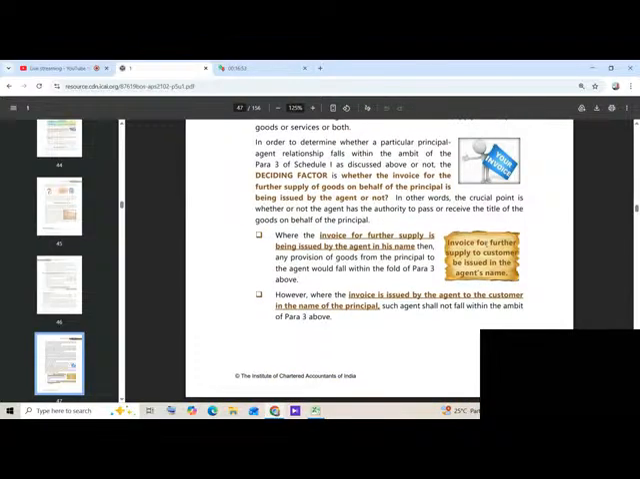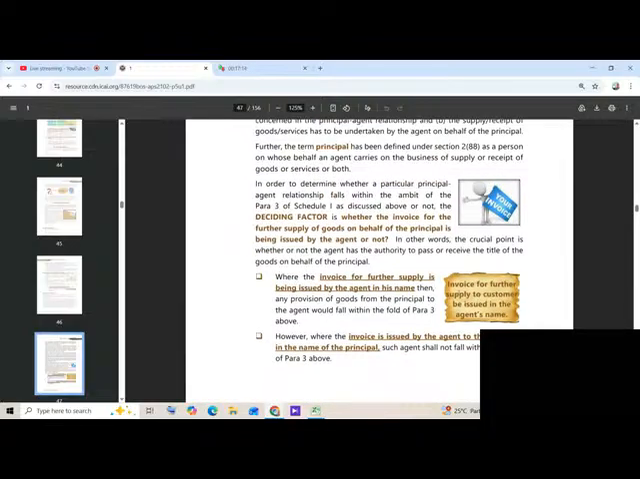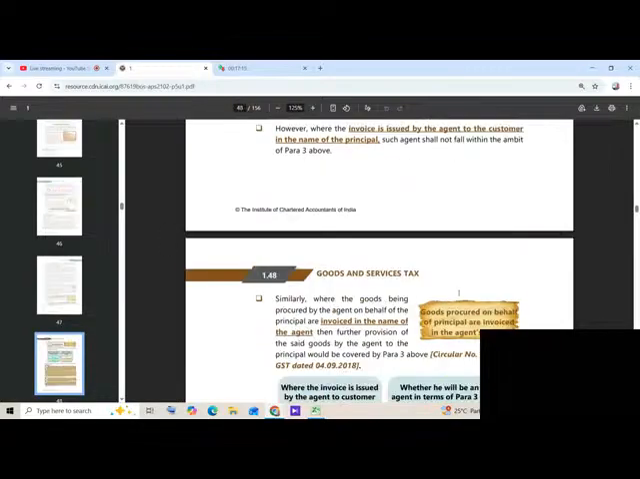Where the invoice for further supply is being issued by the agent in his name, then any provision of goods from the principal to agent would fall within the fold of para 3 above. That is, invoice for the further supply to customer is being issued in the agent's name. However, where the invoice is issued by the agent to the customer in the name of the principal, such agent shall not fall within the ambit of para 3 above.